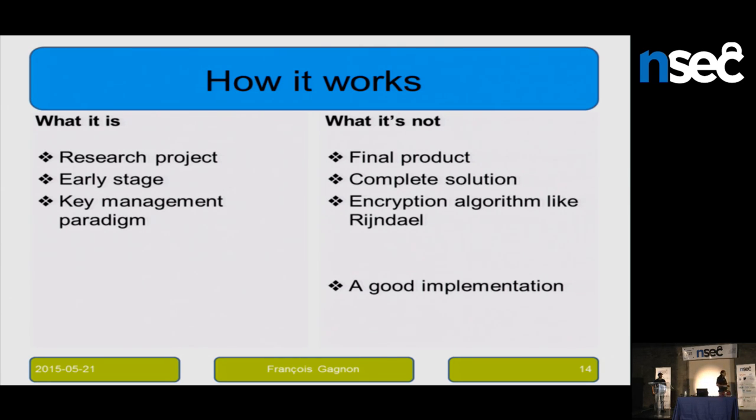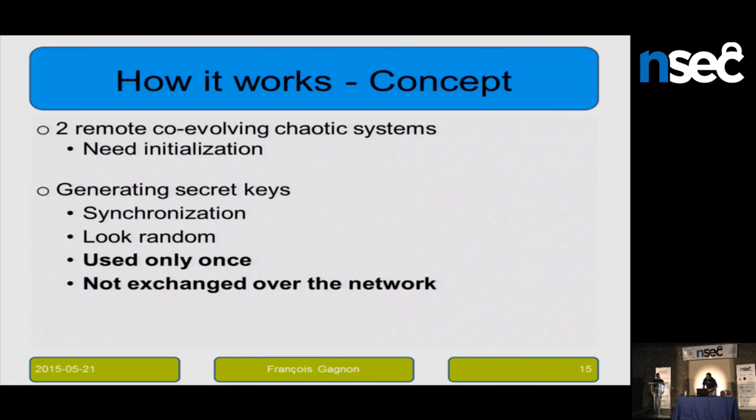And we do have an implementation. It's not a good implementation yet. So how it works: we're going to use two chaotic systems, two copies of the same chaotic system, one on each client that wants to talk together. We'll put them in a setup where they are co-evolving, so they are synchronized. And those chaotic systems will generate keys that will change for every message.